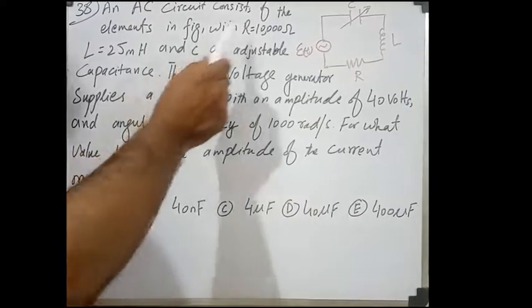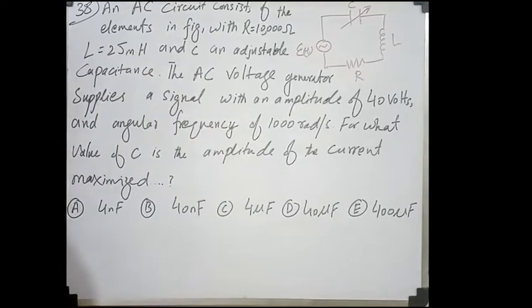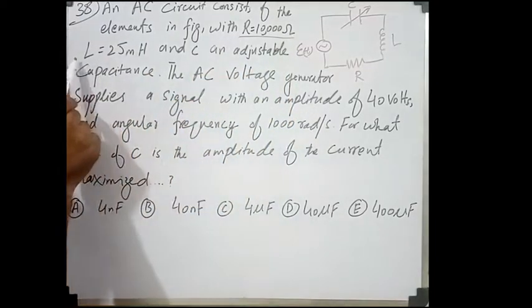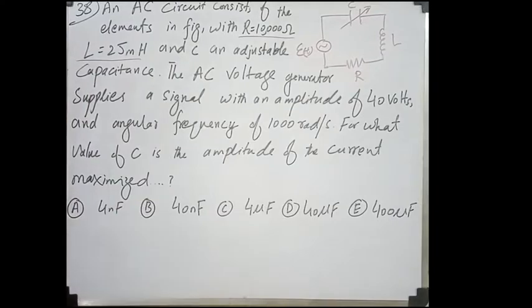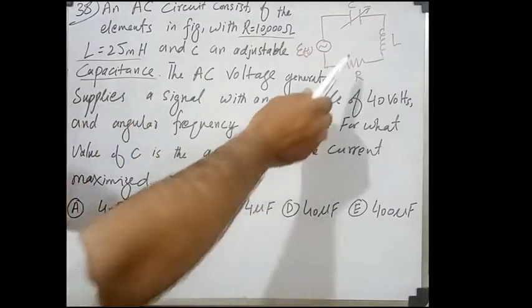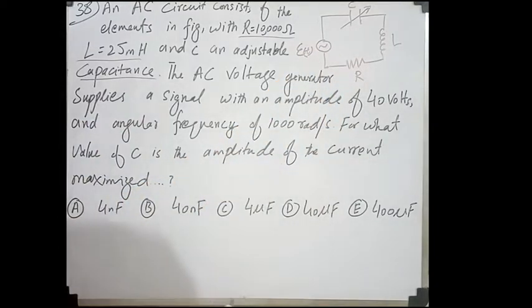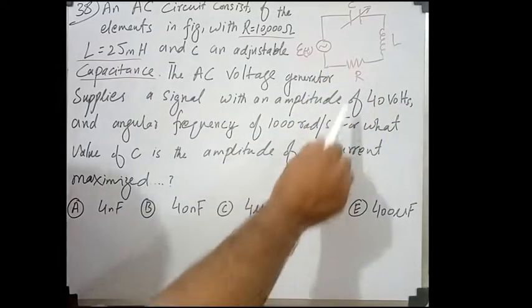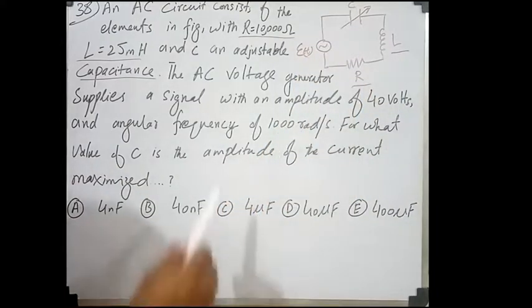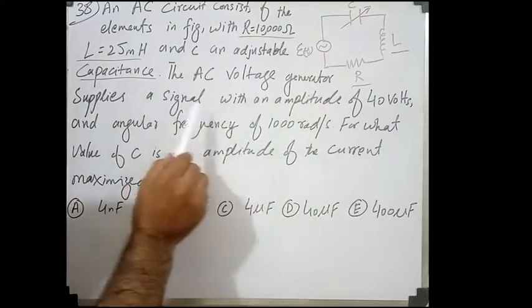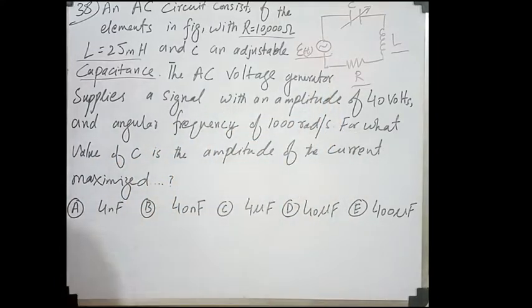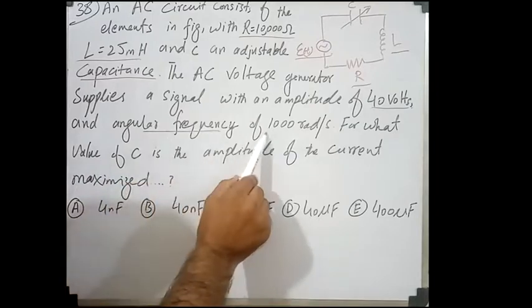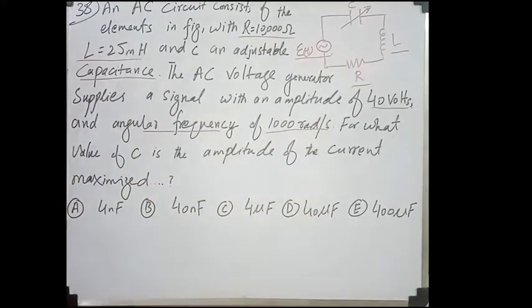An RLC circuit consists of elements in the figure with a resistance 10,000 ohm and inductance L 25 millihenry, and C an adjustable capacitance. Here is a diagram for this circuit. This is an RLC circuit. There are three components in this circuit: resistance, inductance and capacitance. All are in series. The AC voltage generator supplies a signal, with 40 volts amplitude and angular frequency 1000 radian per second. For what value of C is the amplitude of the current maximized?